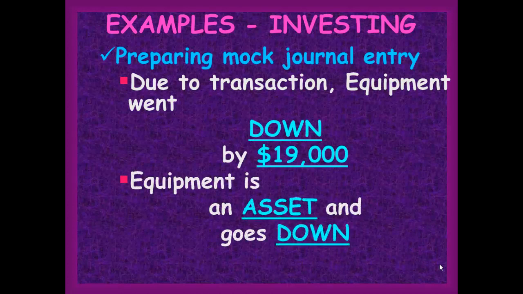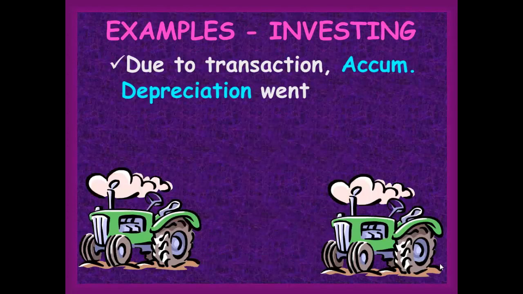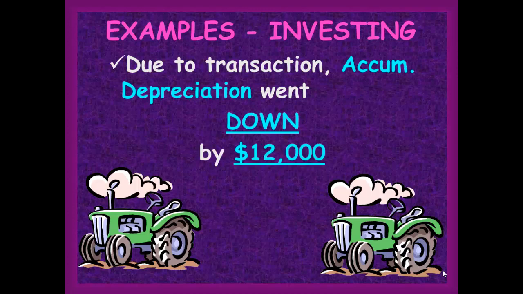It's going down. How do you make an asset go down? With a credit. Good. Due to this transaction, what happened to my accumulated depreciation? It went down also, right? Because remember, when you sell the asset, you get the asset off its books for what it cost you. You also have to get its accumulated depreciation off the books. So accumulated depreciation went down, $12,000.